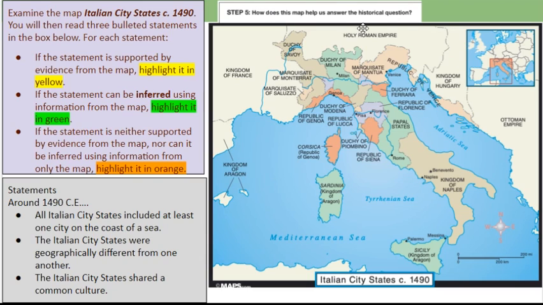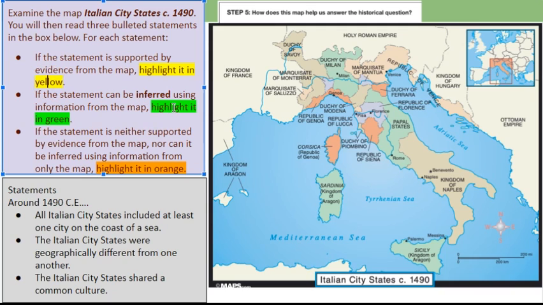Step 5, how does this map help us answer the historical question? Now, we have a larger historical question we're discussing in the lesson, but let's look at our historical question for this map. Examine the map of Italian city-states in 1490. You will then read the 3 bulleted statements in the box below. For each statement, if the statement is supported by evidence from the map, I get to highlight it in yellow.